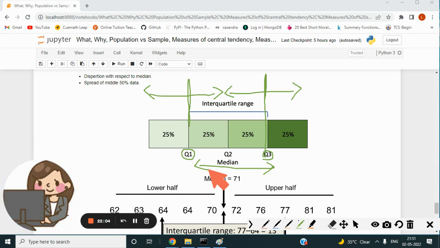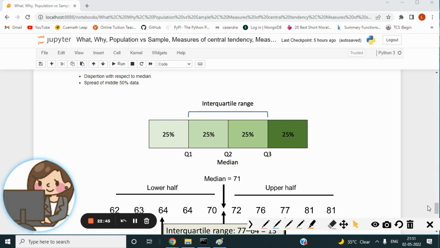So this is how you can find the spread with respect to the median. In case of standard deviation, we are finding the spread with respect to the mean. So mainly this is the spread of the middle 50% of the data. Okay, so if this is 0%, this is 25%, this is 50%, and this is 75%, right? So Q3 is the 75% value, and Q1 is the 25% value. The difference between these two gives the interquartile range.